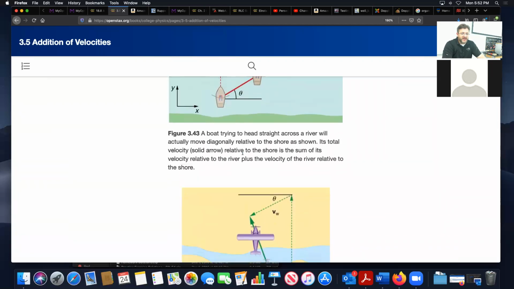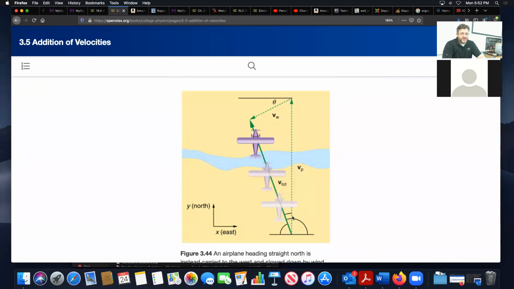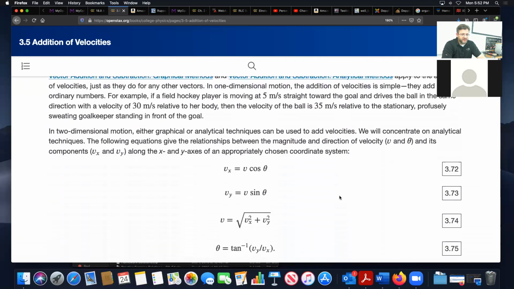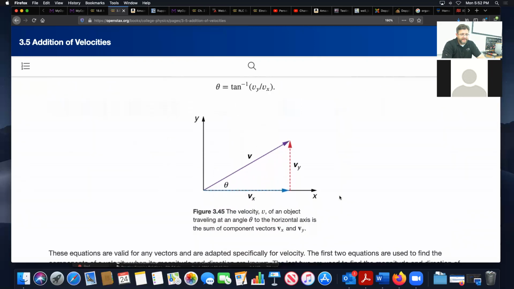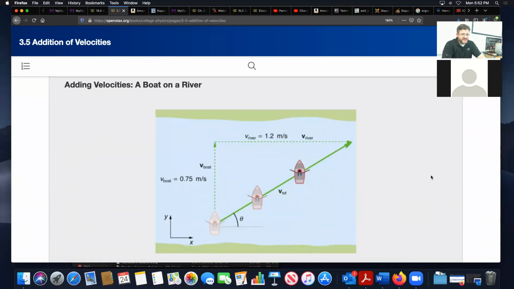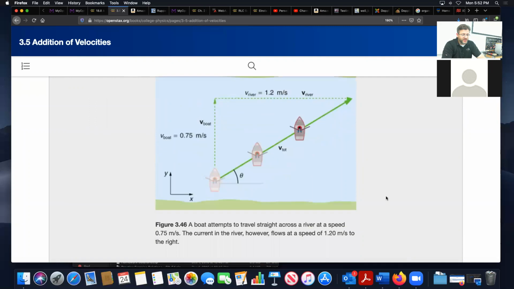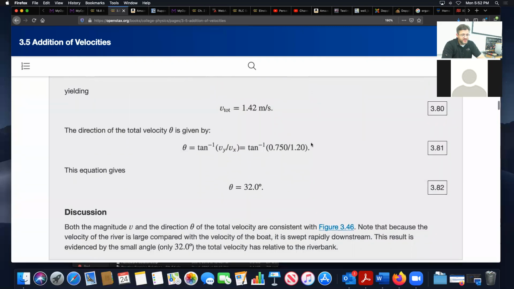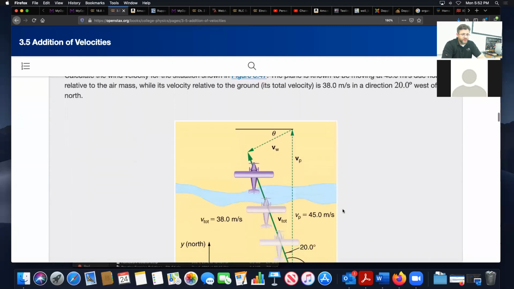But in this case, you're adding these two vectors, and it's giving you the total vector of the plane going off here to the left and forward. Here they do this example with the boat on the river with two different velocities, calculate that final velocity. Pretty straightforward. They also do the one with the plane.